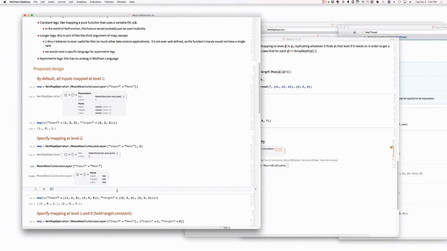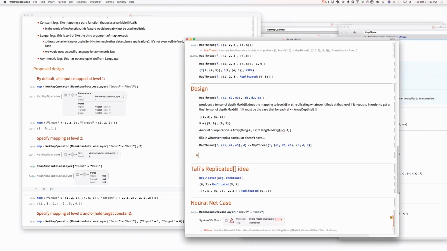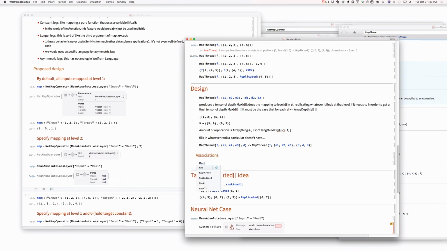But, yes. But we can. Right. So that particular thing is a subcase of associations, right? Which I don't think map thread works on at all right now. It doesn't, and it's always frustrated me. Well, we should probably fix it.